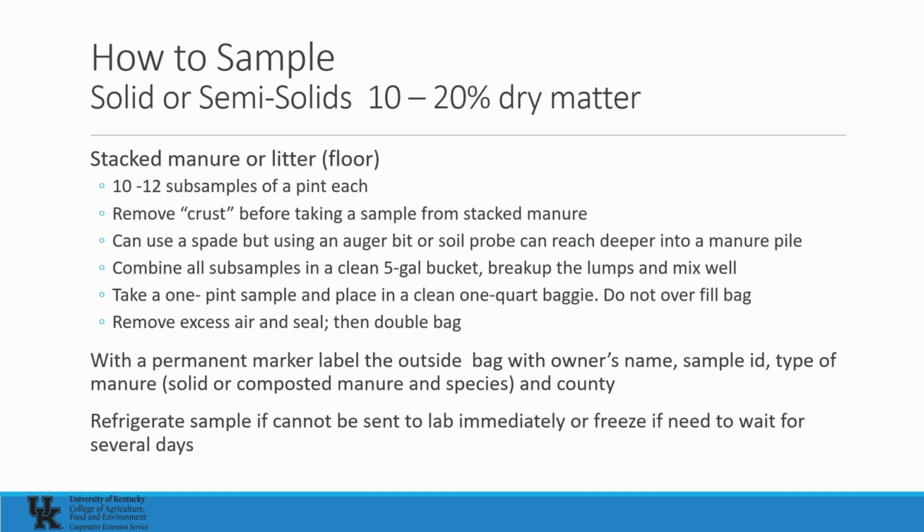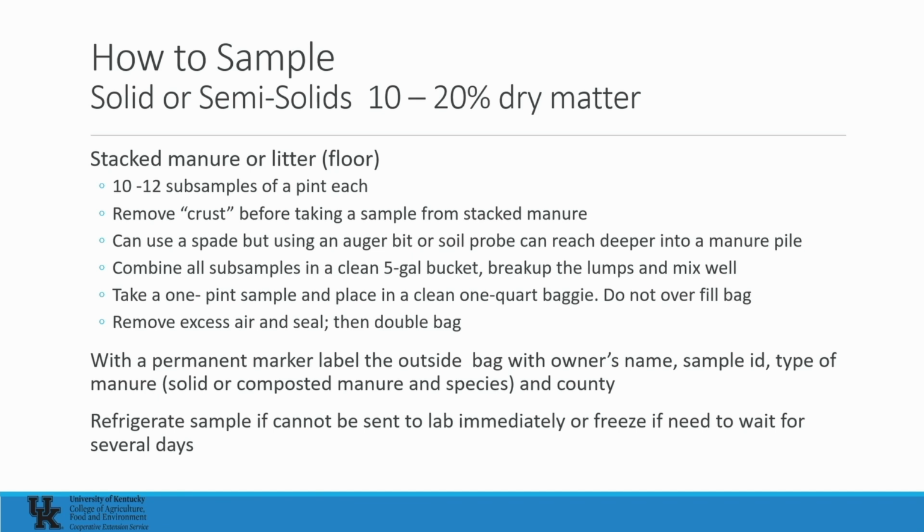We want to remove the excess air and then double bag it. And then we're going to label it with owner's name, the sample ID. So we want to know whether it's beef manure, dairy manure, whether it's solid or liquid, or if it's composted. And we want to know the county.